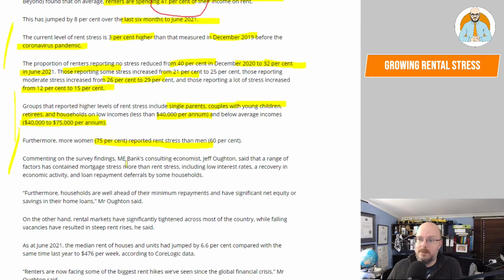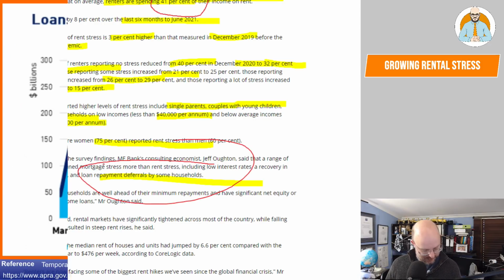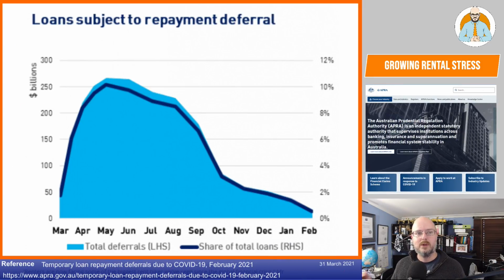Commenting on the survey's findings, MeBank's consulting economist, Jeff Orton, said that a range of factors had contained mortgage stress more than rent stress, including low interest rates, a recovery in economic activity, and loan repayment deferrals by some households. It's the loan repayment deferrals, everyone. Remember, I'll bring this up again to show those of you that haven't seen it for probably one or two videos. If we have a look here, remember, we had $250 billion worth of loans deferred. And now I just looked at another video, 15,000 more people, more loans deferred.